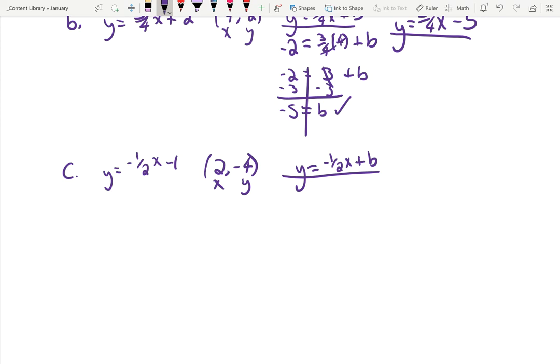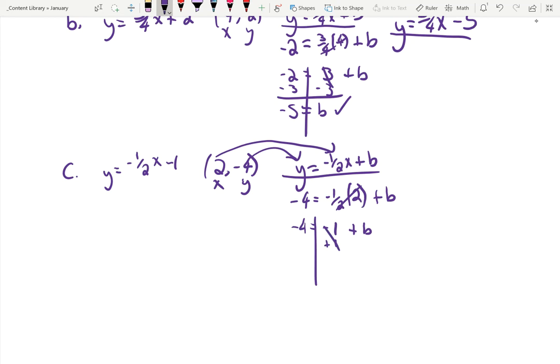So plug in the y, plug in the x. So this would be -4 equal to -1/2 times 2, and plugging in that 2 as my x, then plus b, solving for b. So when I do the math here, -4 equals -1/2 times 2, which is simply -1. Those twos cancel. So it's -1 plus b. So when I solve this, I'll add 1 to cancel it out on both sides. And this is -3 equal to b.